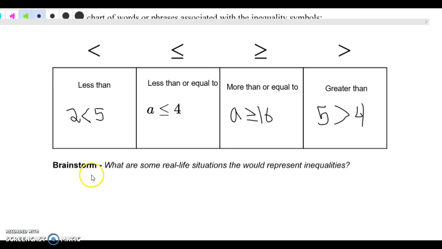So now what I want you to do is think for a minute or two. You could pause this video, but I want you to brainstorm. I want you to think about what are some of the real life examples of inequalities. So here, pause the video and just come up with a couple more examples. So hope you have an example.